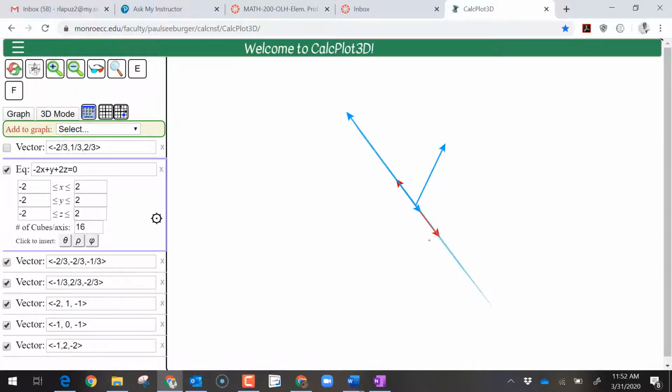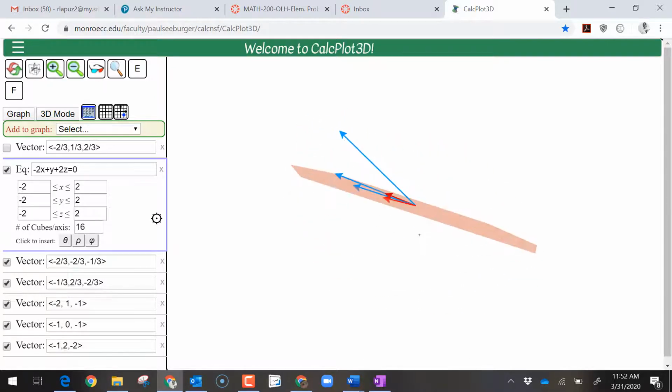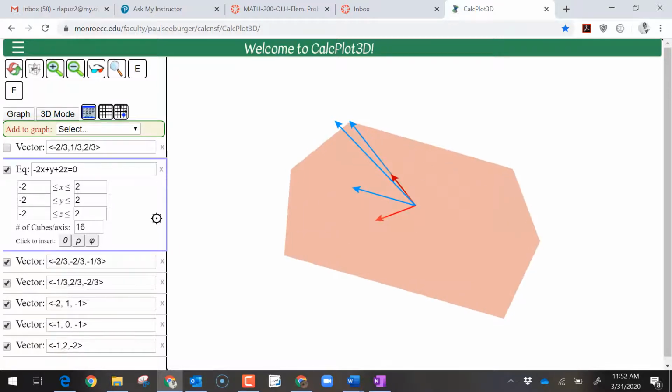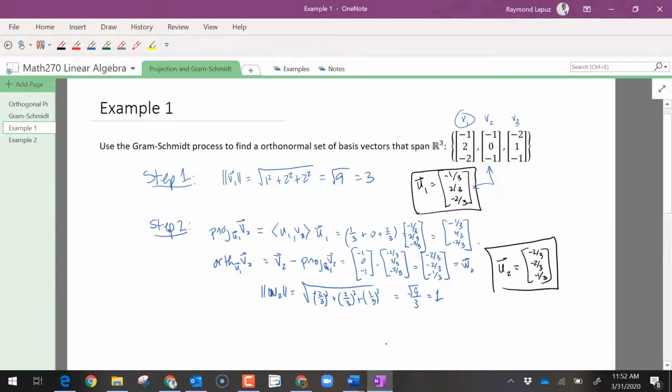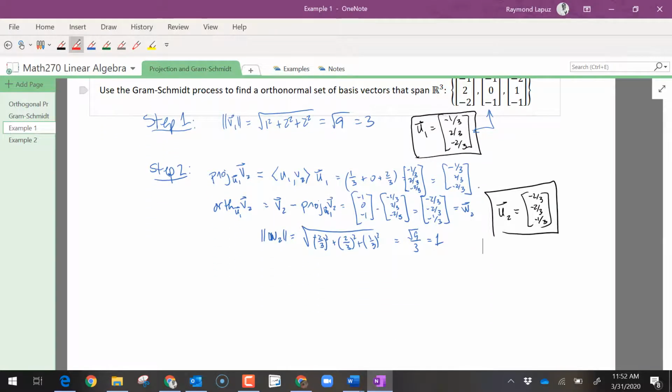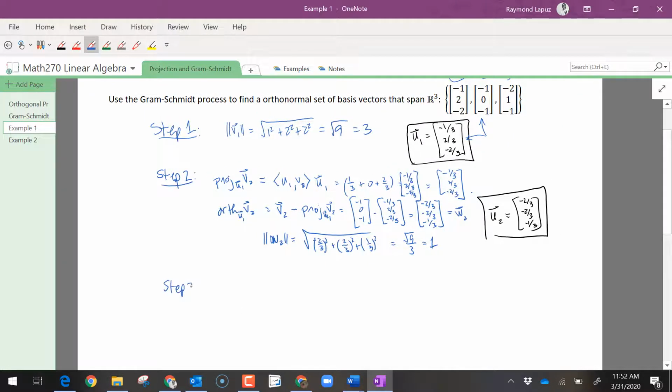Okay, so they're all in the same plane, and now we're up to the third vector, and we're going to project that vector onto the plane and find our perpendicular. And since we only have 3 vectors here, this is going to be our last step, step 3. So we want to find the projection of the third vector, v3, onto now the span of u1 and u2. We want to project it onto that plane.